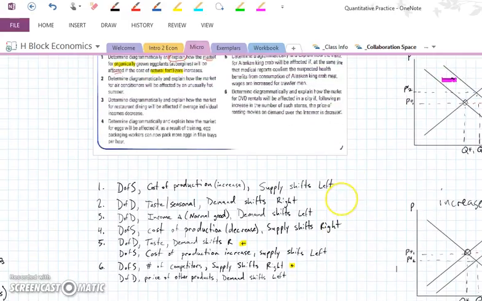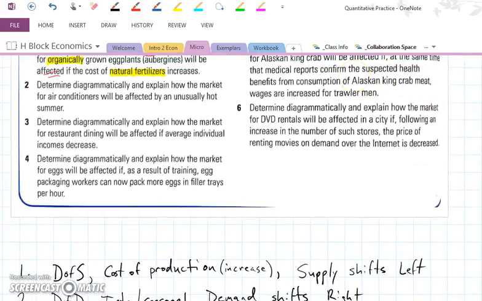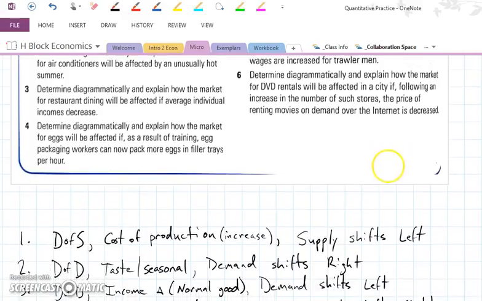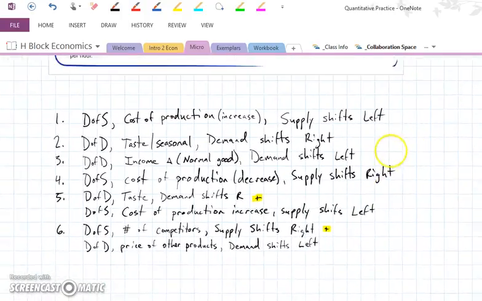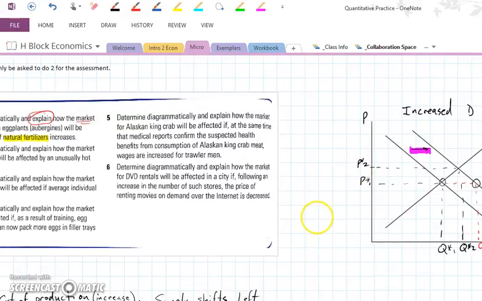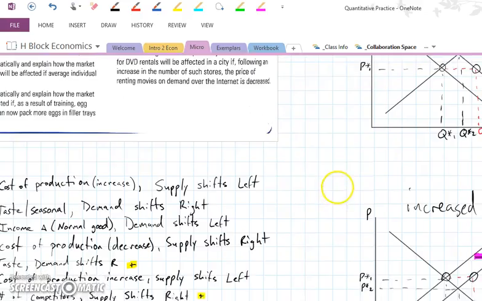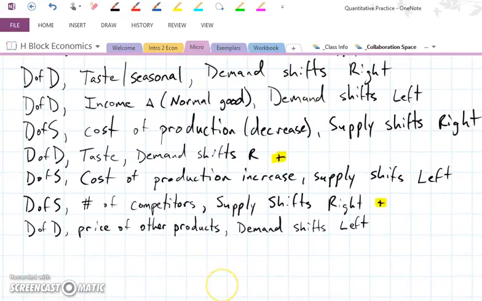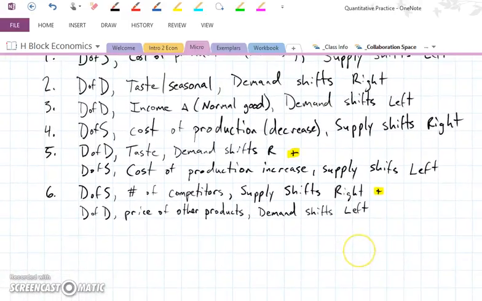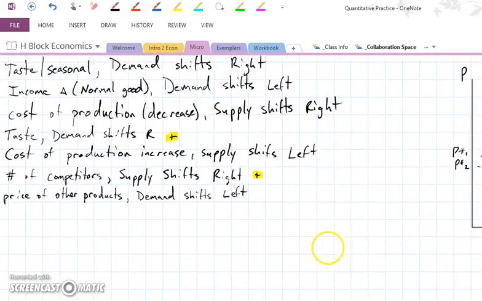Since we have the opposite, we're saying how the market for DVD rentals will be affected. There's an increase of the number of stores. There's going to be more competition, which means supply is going to shift to the right. Okay, and we're going to have the effect of people renting movies on demand. So people are choosing to do that instead of renting them from a store. So price of other products is our determinant of demand there, and demand will shift to the left.